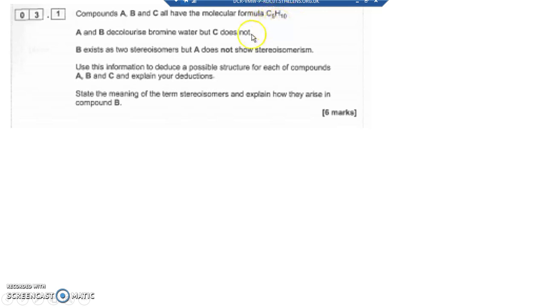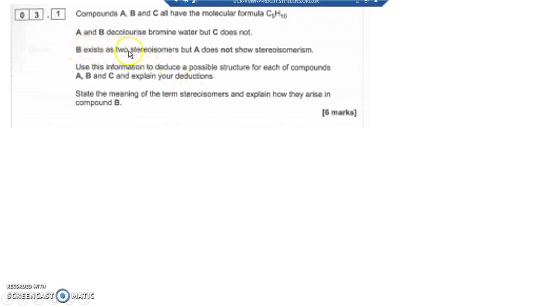as its general formula. B exists as two stereoisomers, but A does not show stereoisomerism. Stereoisomers are geometric isomers at AS level. Geometric isomers means that there's a double bond in there, and the double bond has no free rotation. So what that means is that stereoisomers can have the same structural formula but different positions of atoms in space.